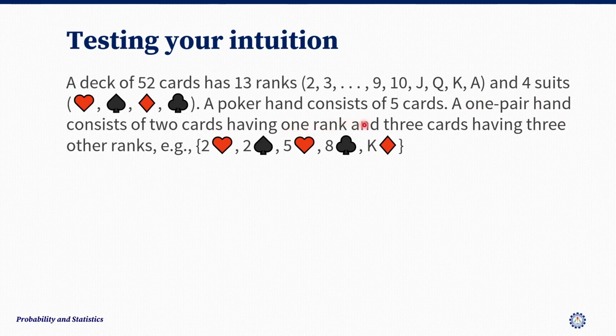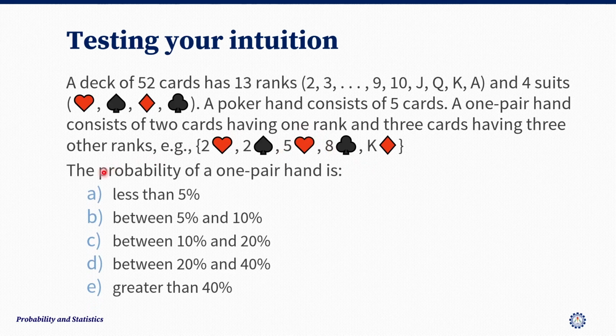A one pair hand consists of 2 cards having 1 rank and 3 cards having 3 other ranks. Let's say, for instance, 2 of hearts, 2 of spades, 5 of hearts, 8 of clubs, and King of diamonds. We have the same rank, 2 and 2, with different suits, and we also have 3 other cards with different ranks. That's the case in this one. So what is the probability of a one pair hand? Is it less than 5%, between 5% and 10%, between 10% and 20%, between 20% and 40%, or greater than 40%?